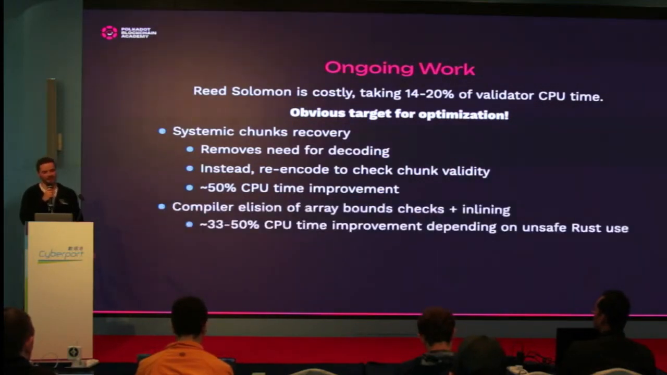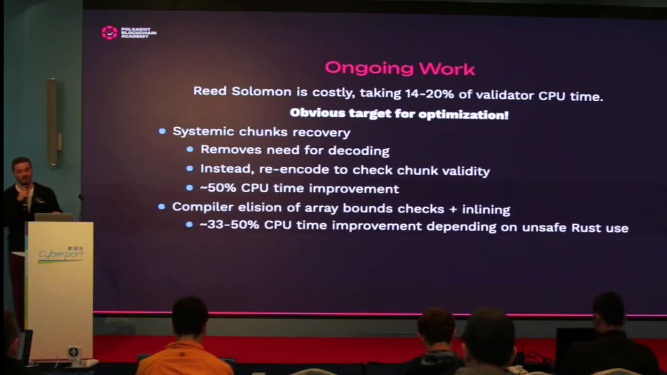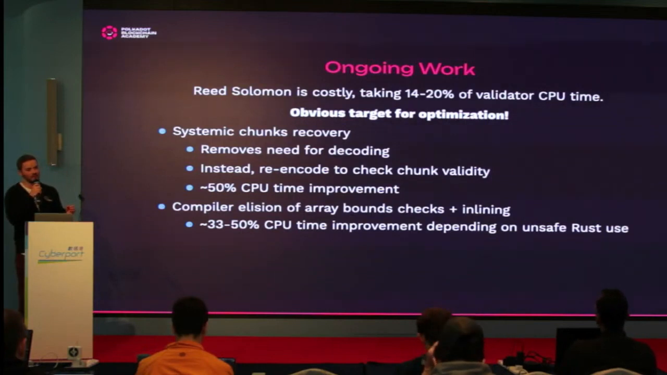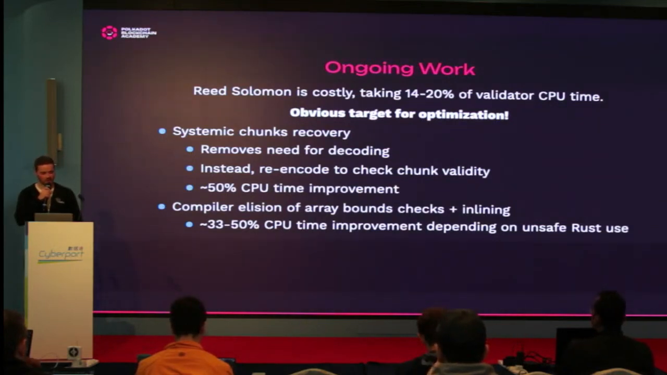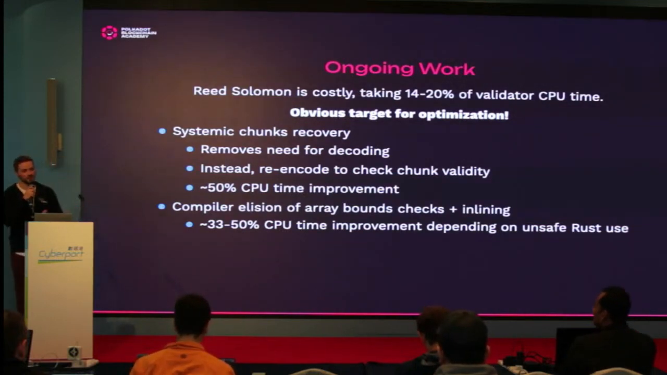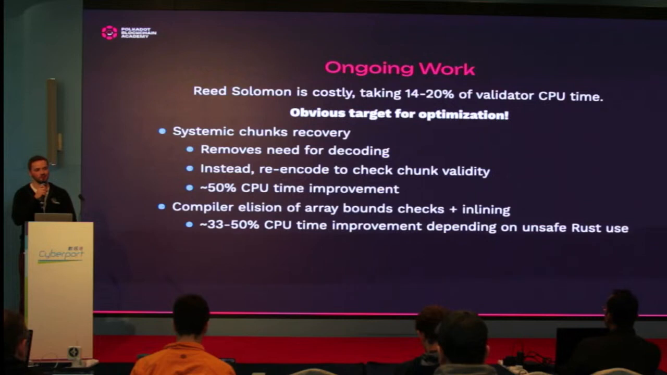Also, there are some nice tricks in terms of just code efficiency. We can get the compiler to elide some array bounds checks, and we can also do some inlining so that our compiler doesn't force us to look elsewhere for functions that are defined in one place. So altogether, these optimizations can give us another 33 to 50% CPU time improvement, depending on if we use unsafe Rust. And those improvements actually were implemented within the last month. So we are actively making this thing better.